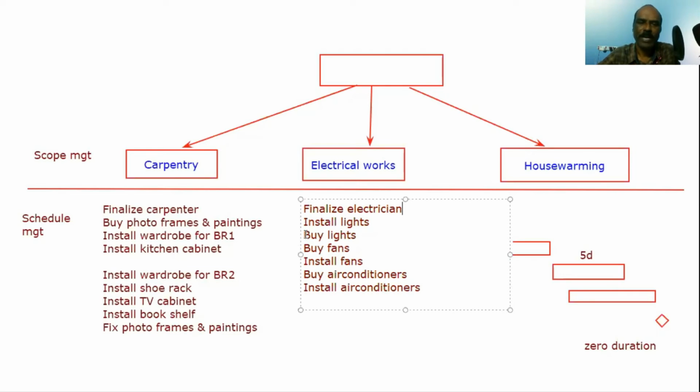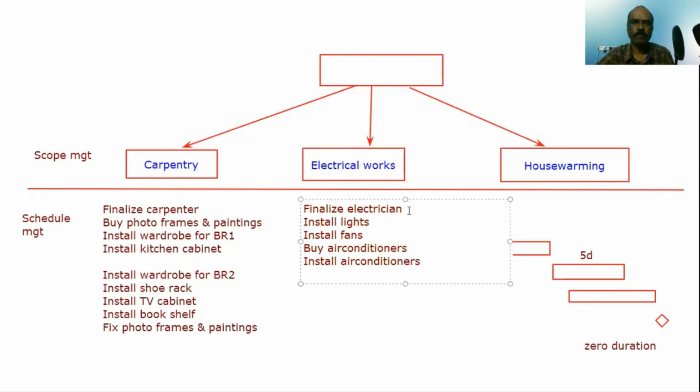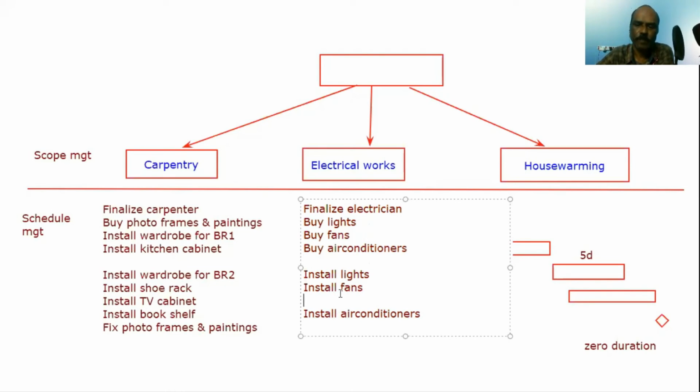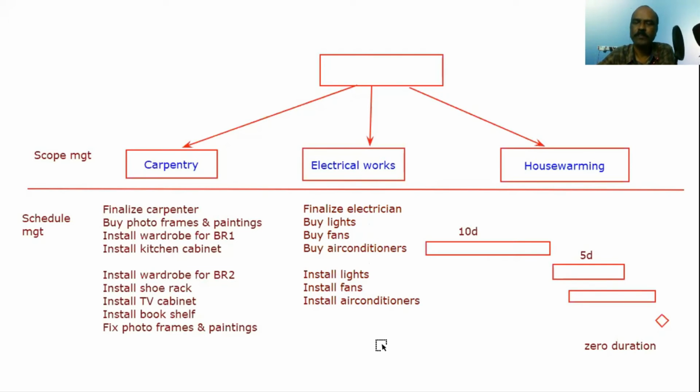So maybe finalize the electrician and then maybe I want to go and purchase things. So these might be the things that need to be purchased. Maybe that comes second. So all the items, maybe I just go for one shopping spree and buy everything. And then I can ask them to start installing it. So this is what we are going to do in the next step.